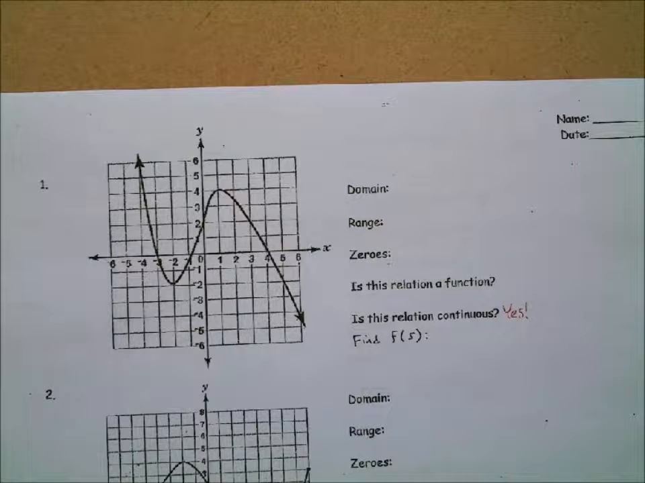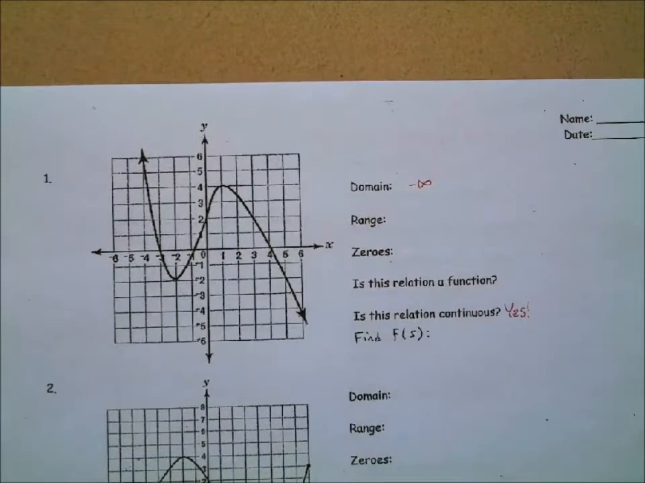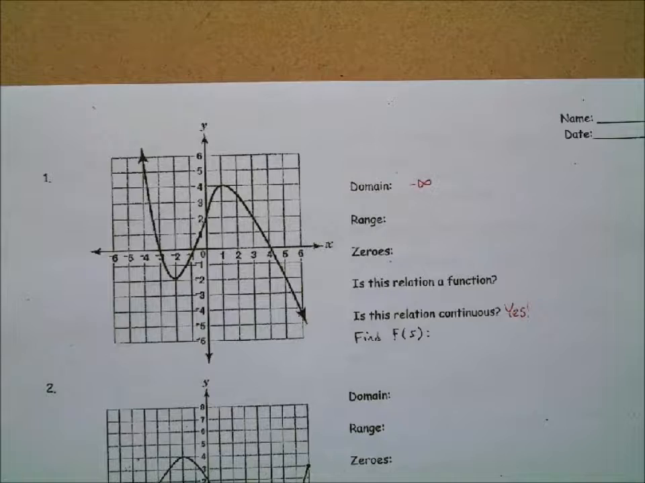Okay? For the domain, we're dealing with x values. That means I want to know what's the farthest left I'm going to go, what's the farthest right I'm going to go. Notice that there are arrows at the end here, folks. Okay? Caden, what's the farthest left we're going to go? Negative infinity. Good job. Matt T, what's the farthest right we're going to go? Positive infinity, yes.